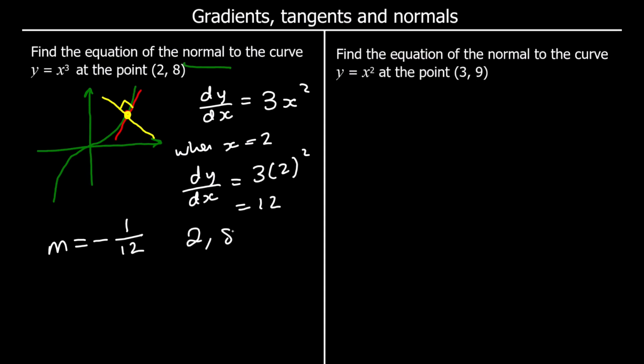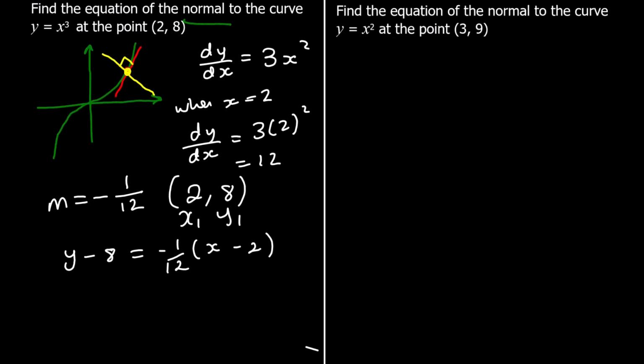That's going to be the gradient of the normal. And it goes through the point (2, 8). So we've got x1 and y1 and m. y minus y1 equals m times x minus x1. And this time I'm going to put it into the form ax plus by plus c equals 0. So I'm going to multiply by 12.